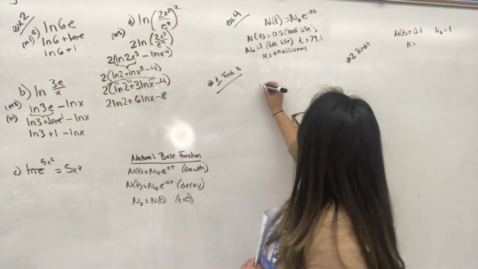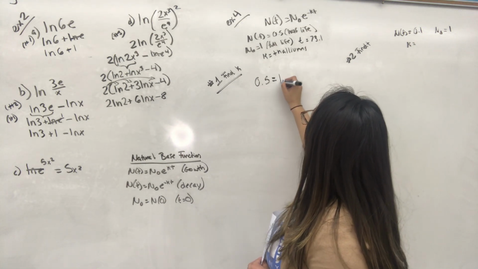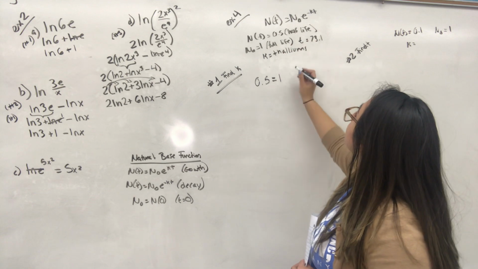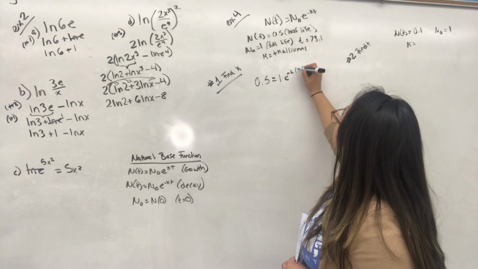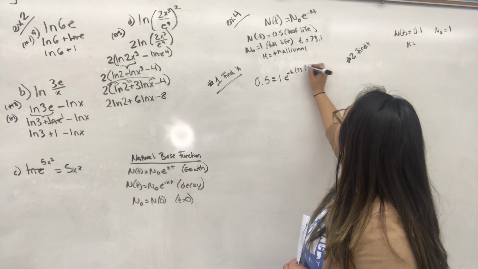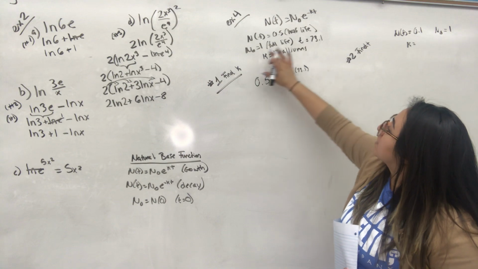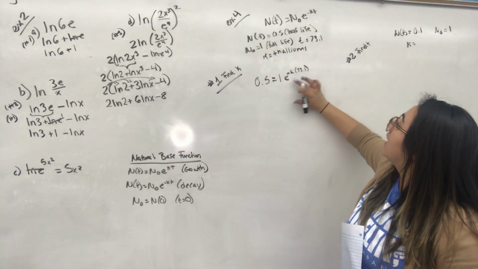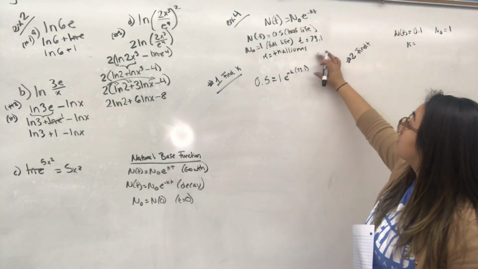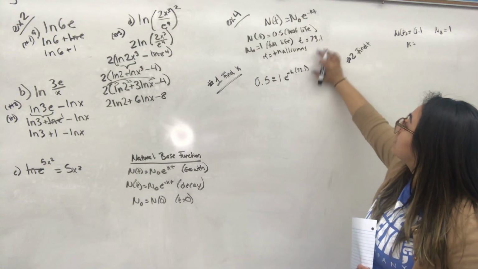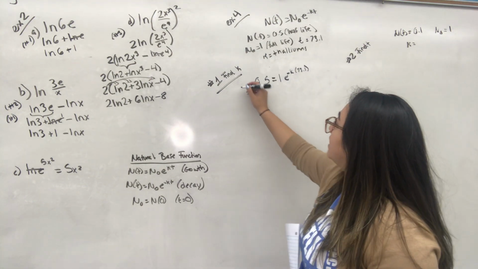When I plug everything in, I get 0.5 is equal to 1, that's the N sub 0, times e to the negative k times t power, which is 73.1. So 0.5 for N of t. We have our 1 because it's our N of 0. And we have e to the negative k, which we don't have yet, so we're going to find that constant k first, times the t, which is 73.1 hours. So now we go ahead and find it.